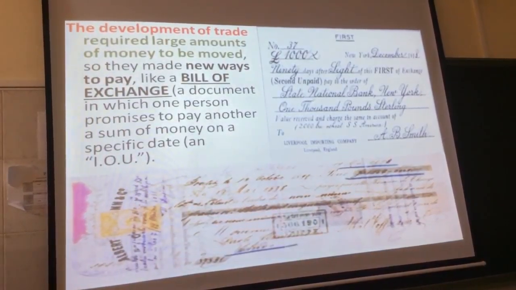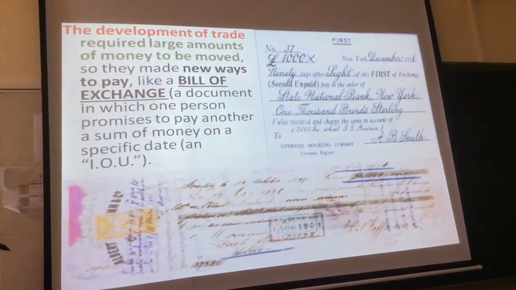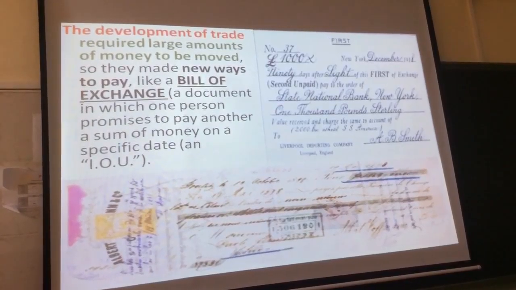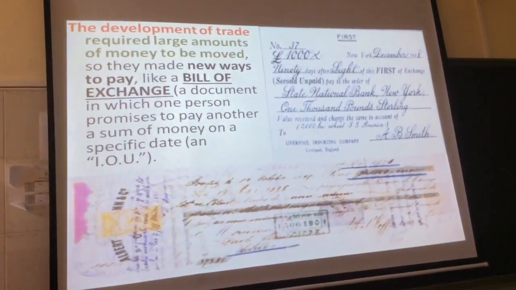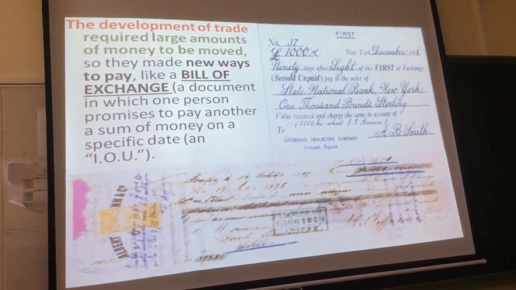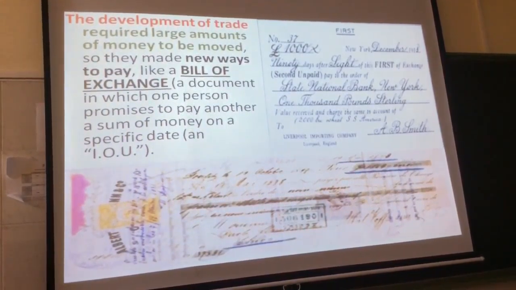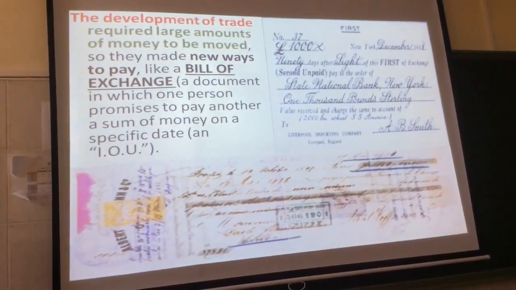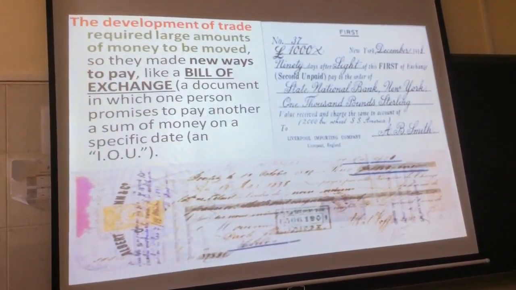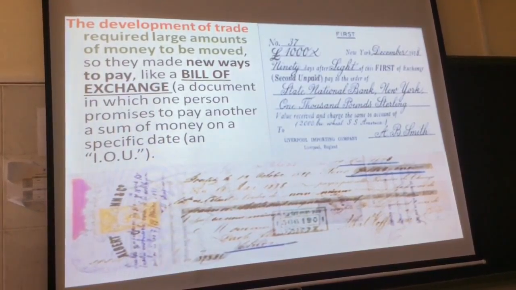We have the development of trade, right? Some of the slides that aren't included here, we saw that their trade is growing, right? This required large amounts of money to be moved. So in order to keep them safe from pirates, for example, instead of carrying a chest full of gold, what you did was you made a bill of exchange, which is a document in which one person promises to pay another a sum of money on a specific date, what we call in English an IOU, right?